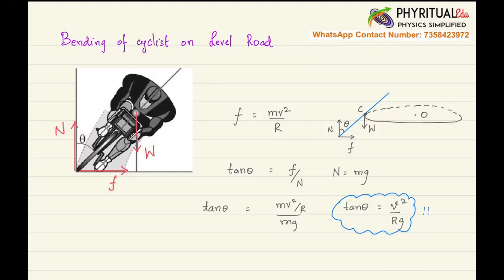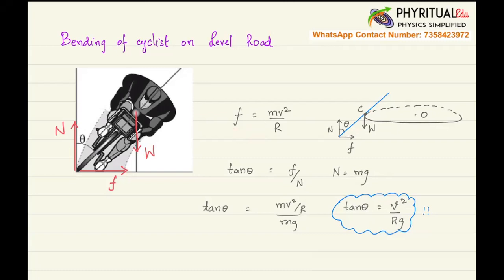Now since this cyclist is moving on a rough road, note that there will be friction force which will provide the necessary centripetal force directed towards the center of the circle, and weight of the cyclist, and from the road there will be a normal contact force along the vertical direction. Now since friction provides the necessary centripetal force, we'll write F equal to mv square by r.